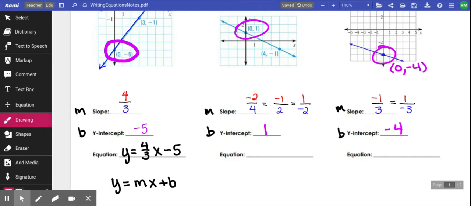Let's try the next one. It's going to be y equals m. Our m is our slope, so that's -1/2 x plus our b. So our b is our 1. Next one, y equals, our m, or our slope, is -1/3 x, and then our b is -4.